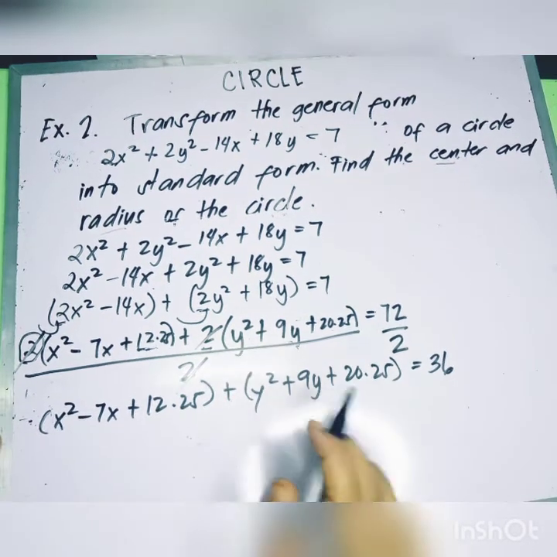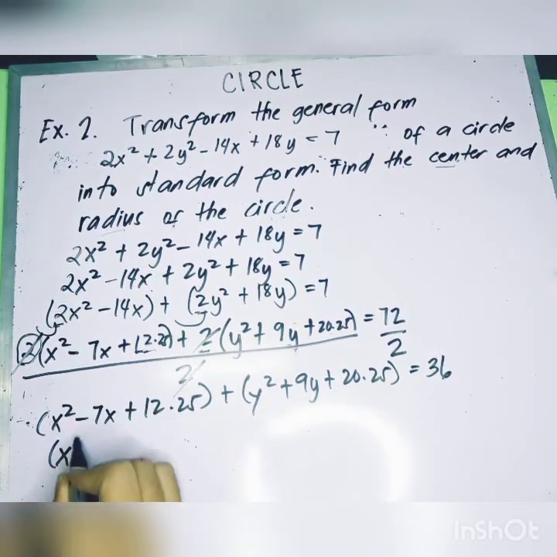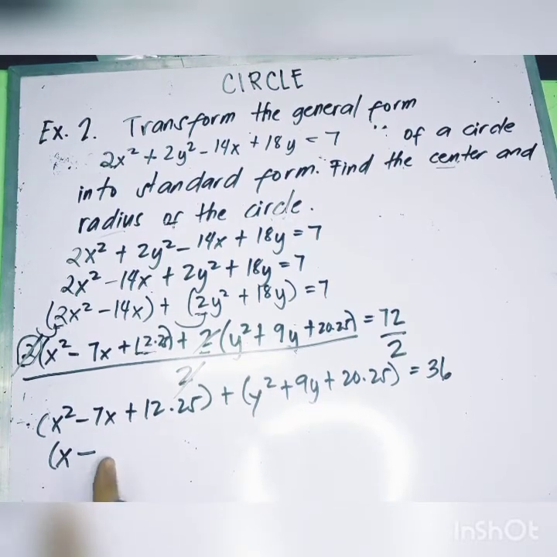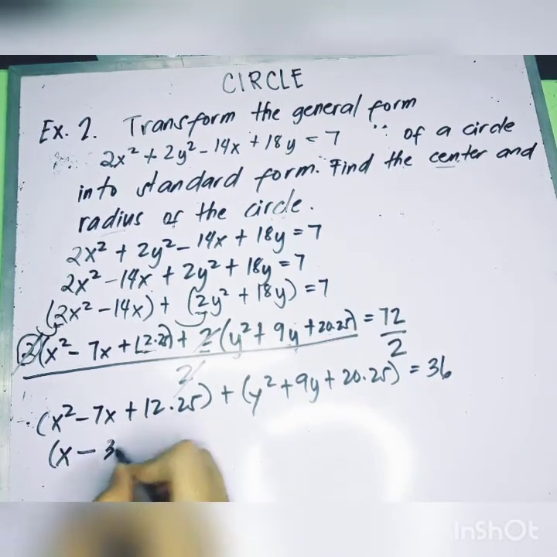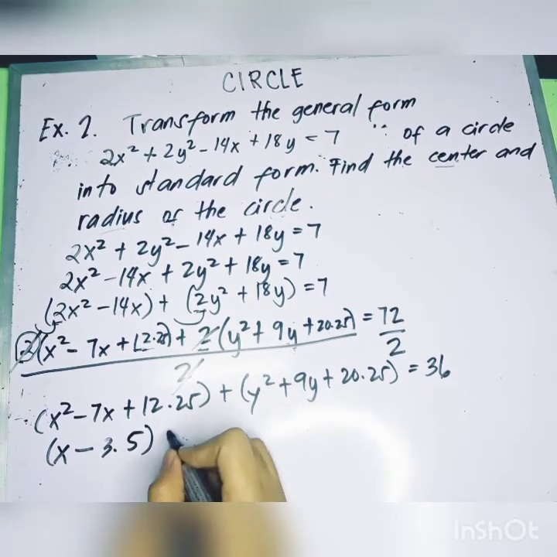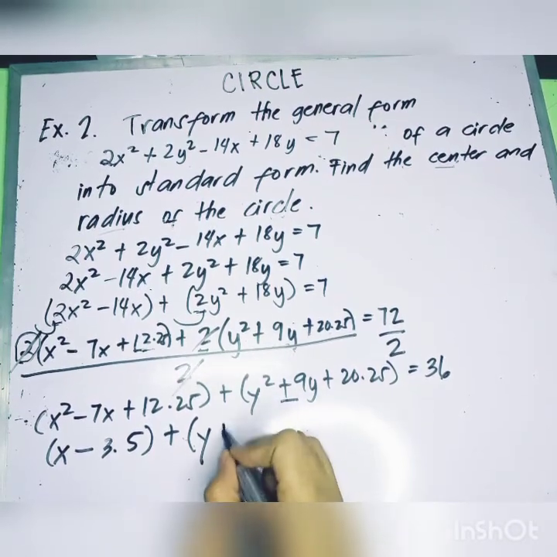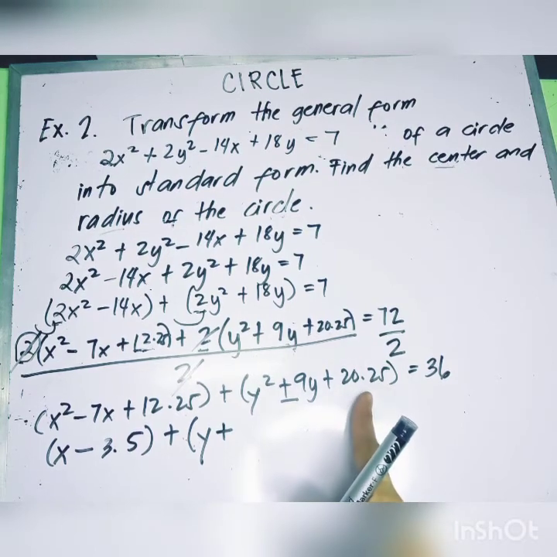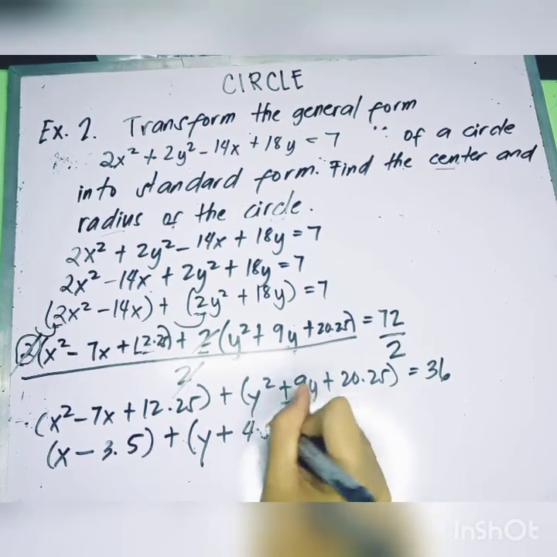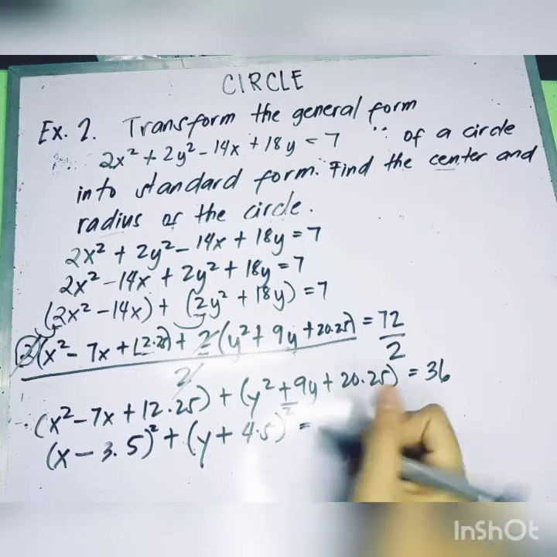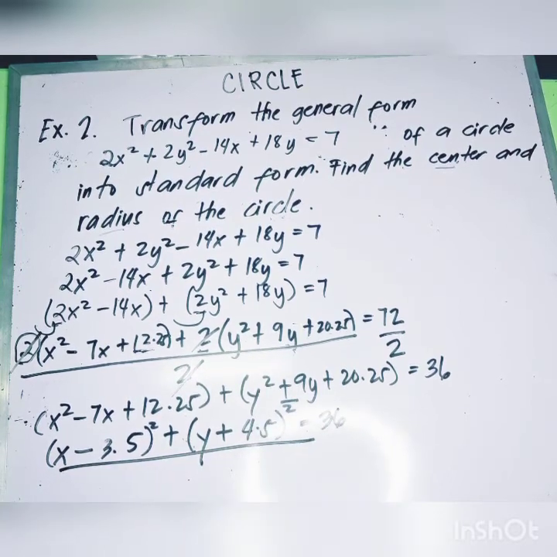Okay, simplify po natin again. Okay, so copy the variable natin. So we have x, and then yung second sign natin, which is negative, copy. And then, for the h value natin, i-square root po natin yung third value, that will be your h. Okay, so square root of 12.25, we have 3.5. Okay? Then, plus, then the variable here, y. And then, the sign of the second term, we have here positive, so plus. And then, for the k, the square root of 20.25, the third term, will be your k. So, square root of 20.25, we have 4.5. Okay, squared. Huwag kalimutan yung squares. Equals to 36.